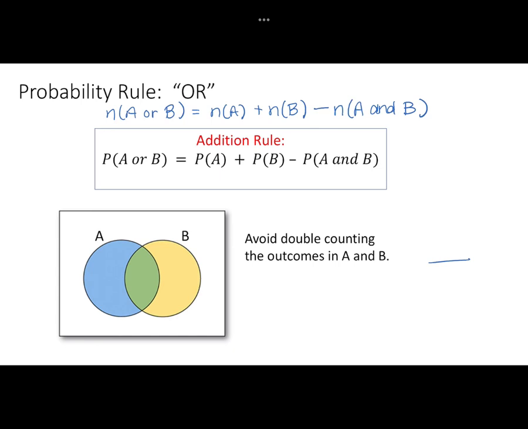On the bottom you have a picture representation. So if A is the blue circle and B is the yellow circle, the green overlap is what's in A and B. And so you can see if we were to count the people in A and then count the people in B, we would have counted the people in the green overlap twice. And so that's why we subtract that off.